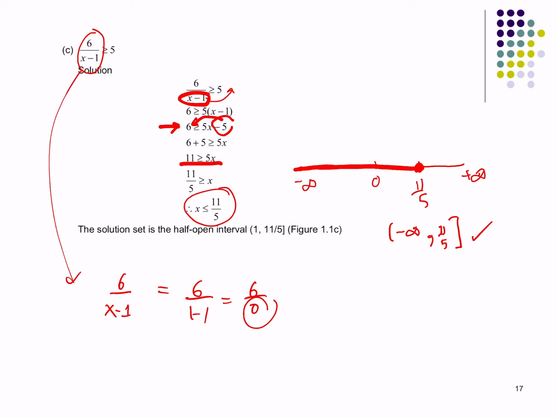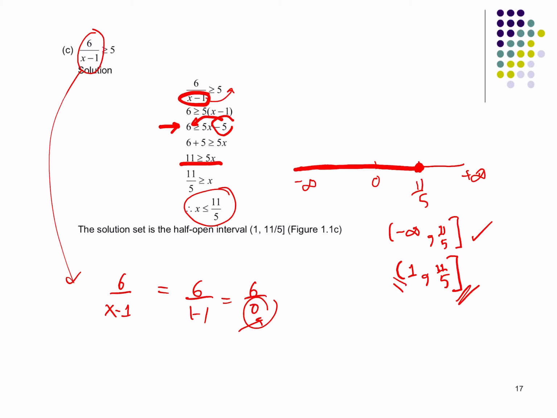Okay, therefore we have to focus from 1 to 11/5, but the value of 11/5 needs to be included, so we have to use the square parenthesis. But for the value of 1 here, we have to use the circle parenthesis to indicate that 1 should not be one of the values for x, because it makes undefined solutions. Okay, and that is how we find the solutions of x, and we draw the real line.